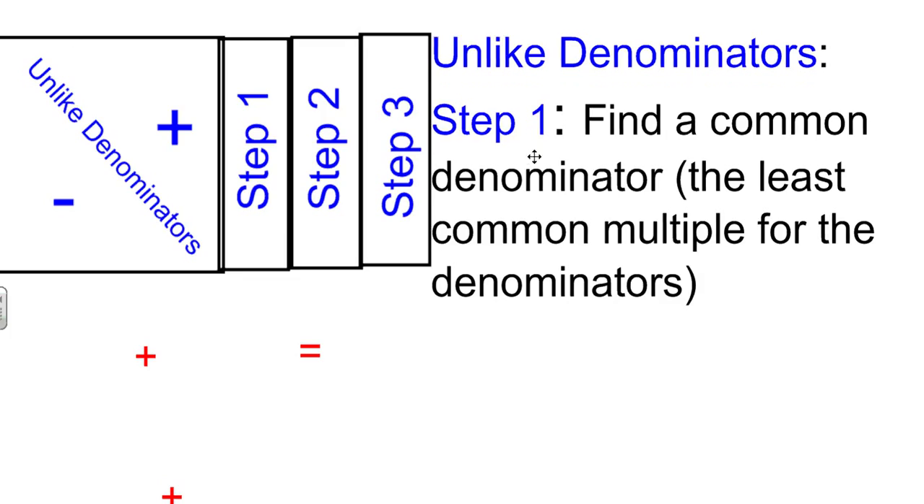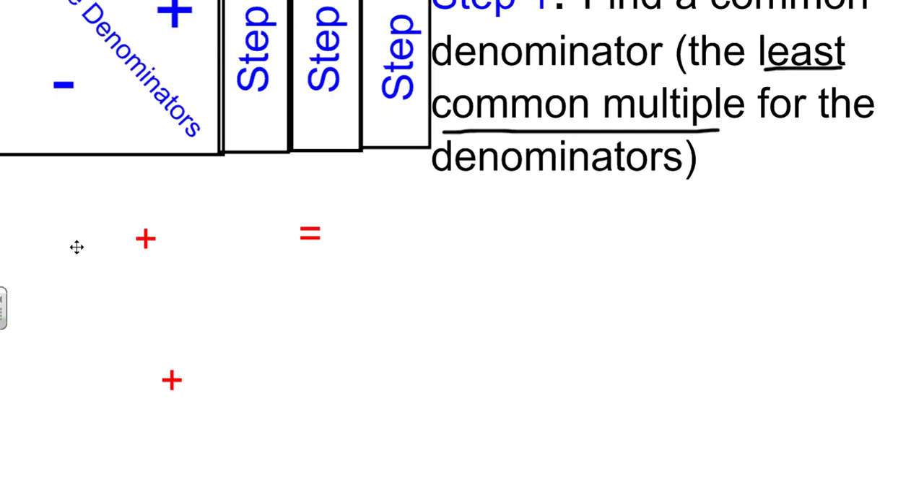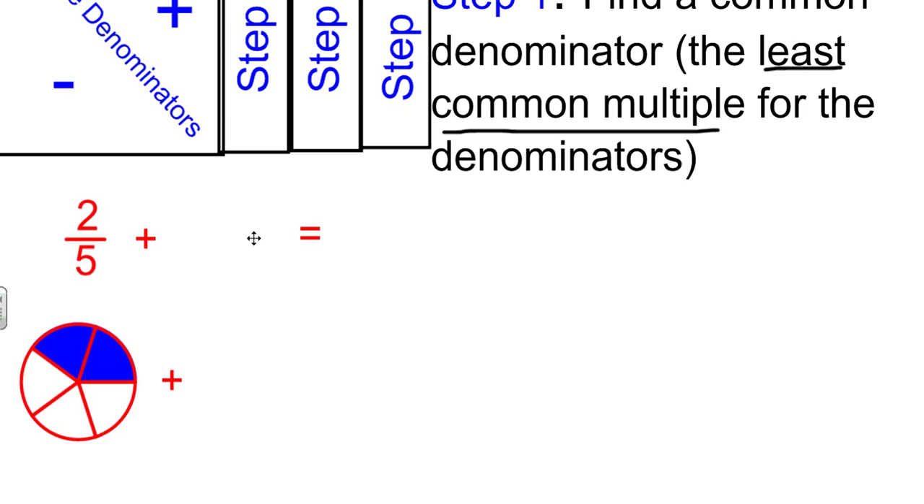The first step, all you have to do is find a common denominator, which is actually the least common multiple for the denominators. So we have an example here. You have 2/5 plus 1/2. Well, let's find the least common multiple.